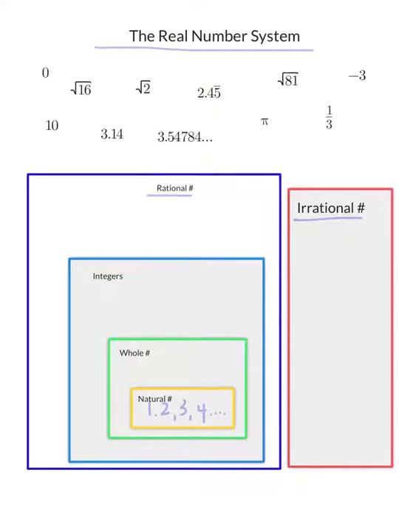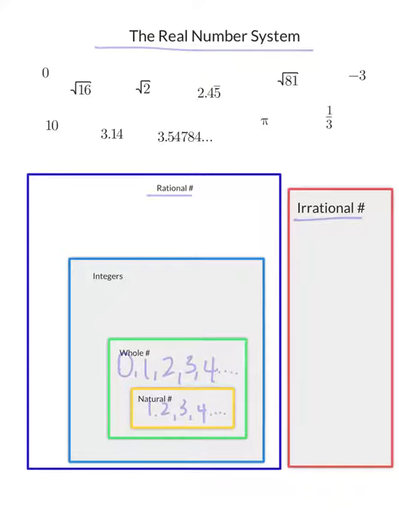Then we move on to the green box, which are whole numbers. Now, whole numbers are all the numbers that you learned when you were very, very little, but now we're going to include 0. So 0, 1, 2, 3, 4, and so on. So, for instance, the number 4 is classified as a whole number, and it's also a natural number. But 0 is a whole number.